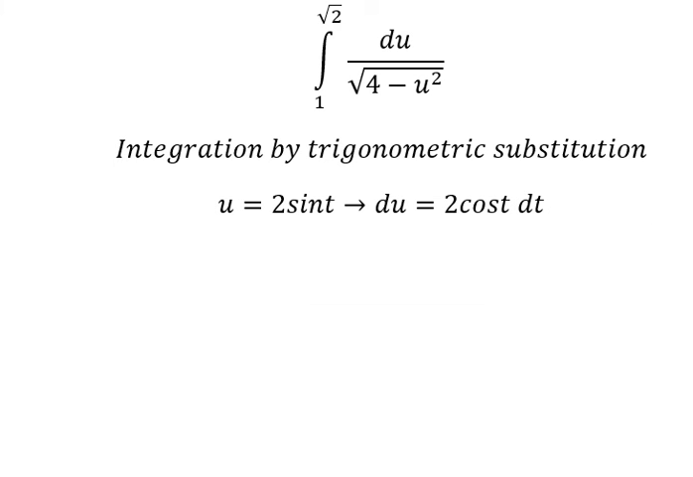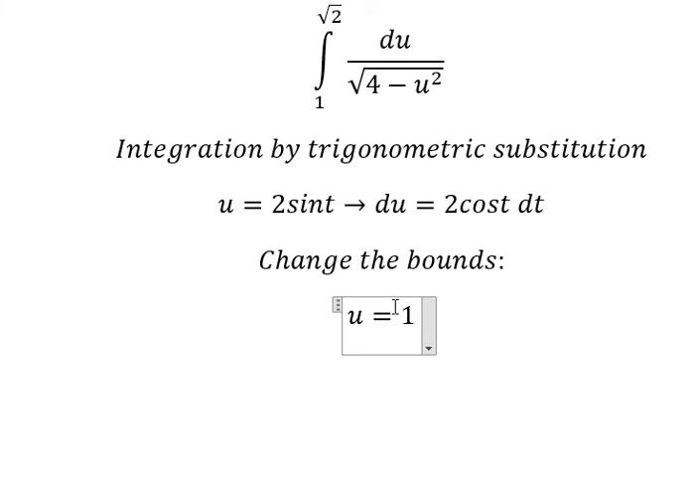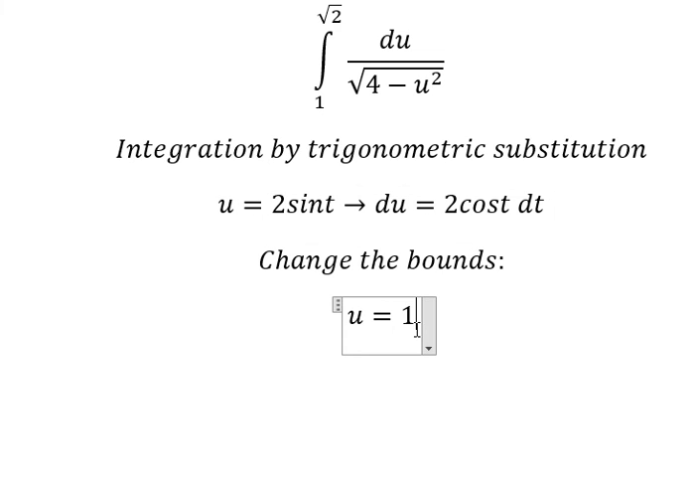Next, we need to change the bounds. When u equals 1, so we put 1 on here, and later that we divide both sides by 2 to find the value of t. So t equals pi over 6.